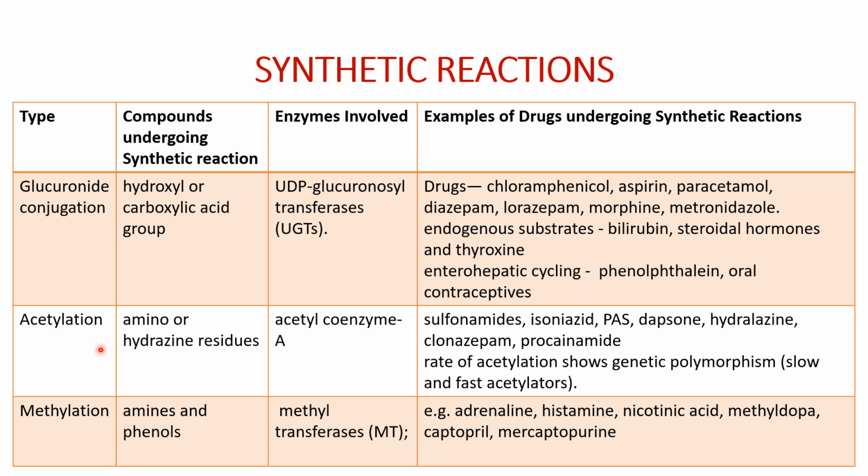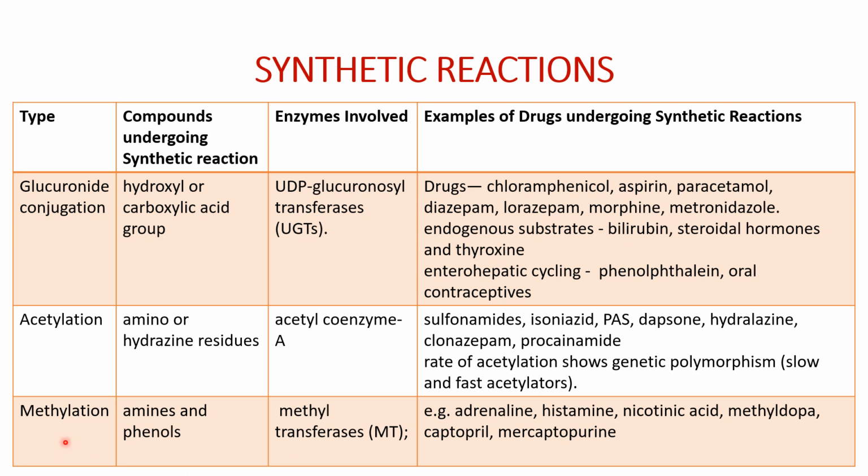Then you have acetylation. This is another synthetic or phase 2 reaction. Here compounds with amino or hydrazine residues undergo acetylation. The enzyme involved is acetyl-CoA transferase. These are the drugs which undergo this acetylation reaction. This acetylation reaction shows genetic polymorphism, so the rate of acetylation may differ depending upon the genetic makeup of the individual. So you have slow acetylators and fast acetylators.